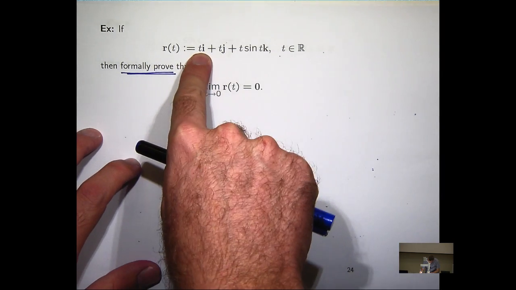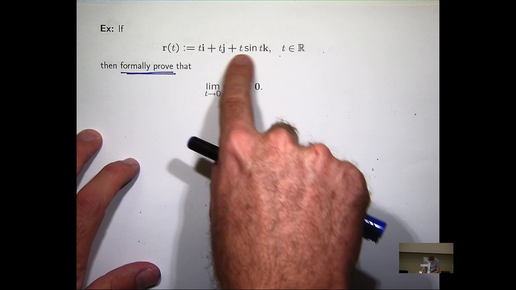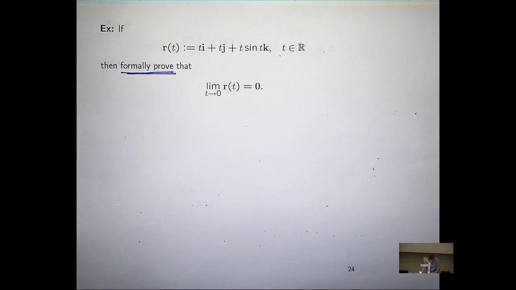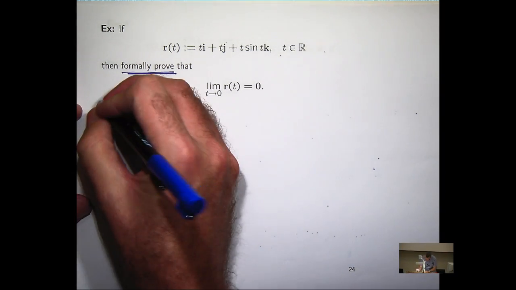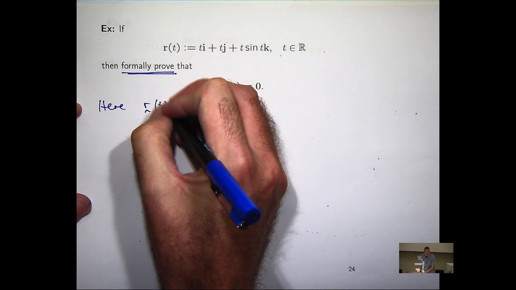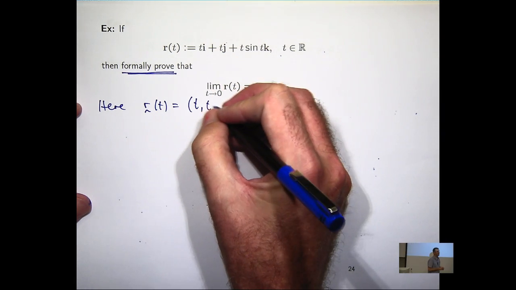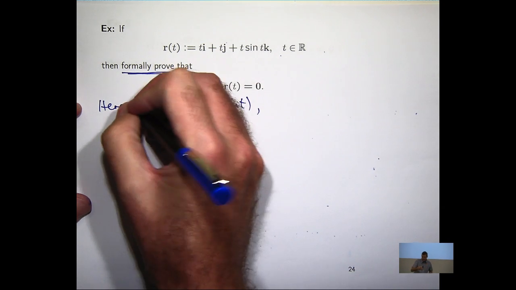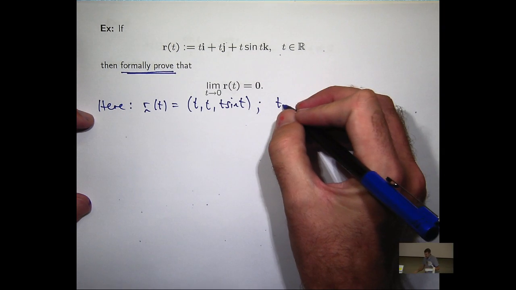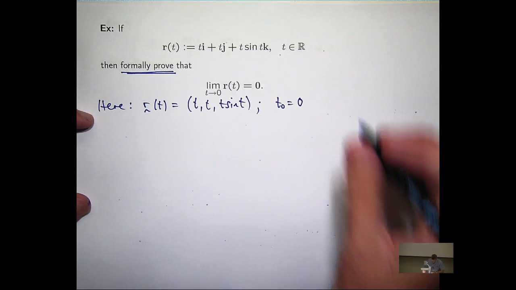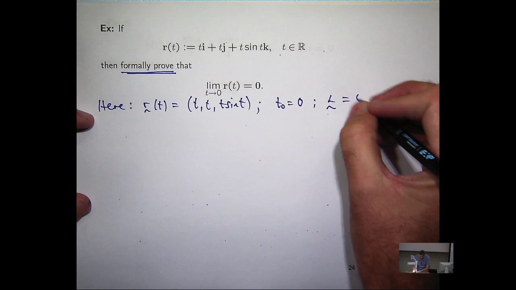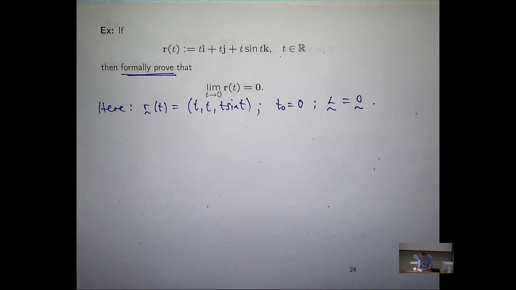Like, do we suspect it's true? The limit of t as t goes to 0, that's 0. And t times sine t as t goes to 0, that's going to be 0. So our common sense tells us that, yes, the limit must be the 0 vector. But let's formally prove it. Okay? All right, so let's identify it. Here, our vector valued function is just t, written in component form. Our t0 is 0, and our vector limit is the 0 vector.